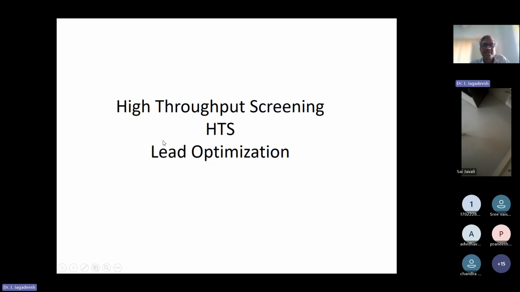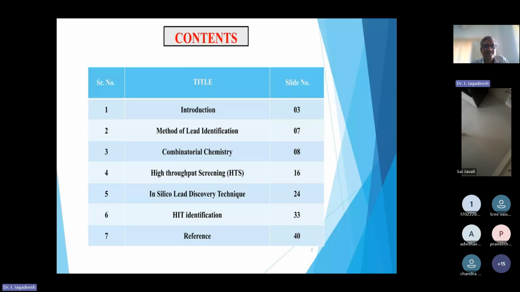So high throughput screening, also abbreviated as HTS, is used for further lead optimization. It will become an input for the lead optimization. In this, we are going to cover the following contents: methods of lead identification, combinatorial chemistry, where we are going to analyze parallel synthesis, and high throughput screening.